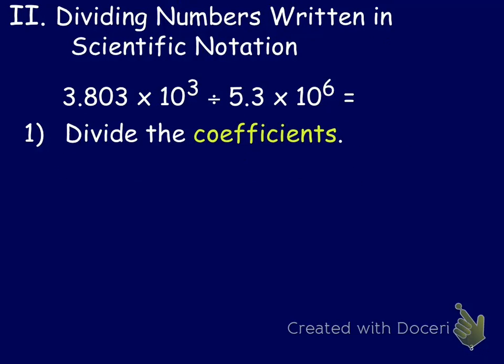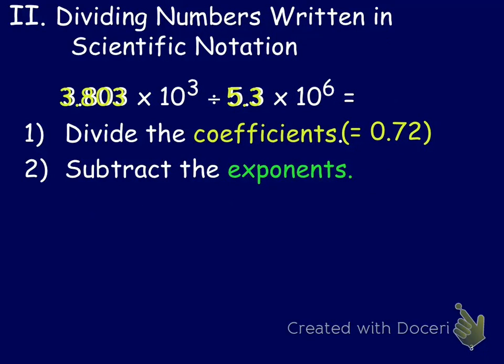Our first step is to divide the coefficients. Remember, the coefficients are the 3.803 and the 5.3. When we put them in the calculator, you're always going to put the 3.803, the number that's first in line, in the calculator first, and then divide by the second number in line, which is the 5.3. You have to go in this order. You can't switch them around or you're going to get the wrong number. So when you divide those, you're going to get 0.72. Try it in your calculator, make sure that's what you get.